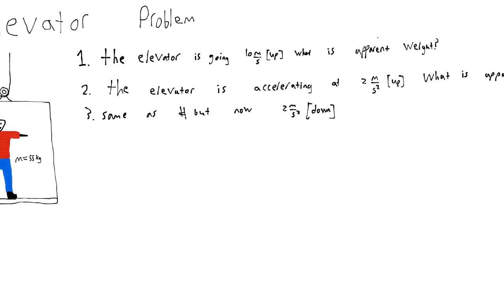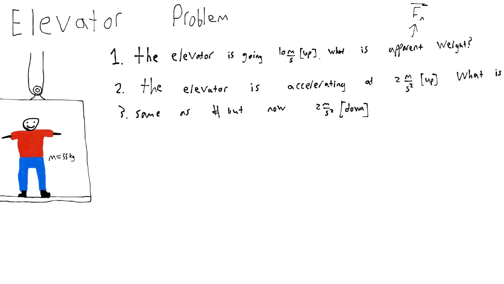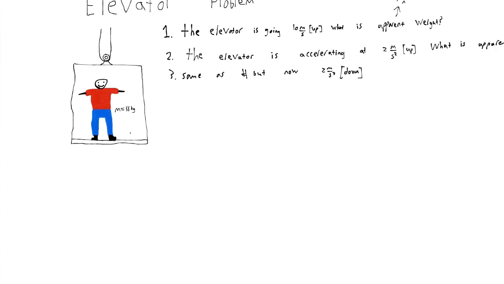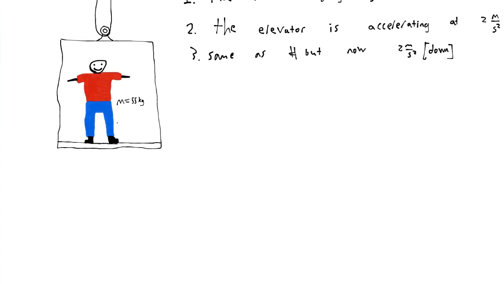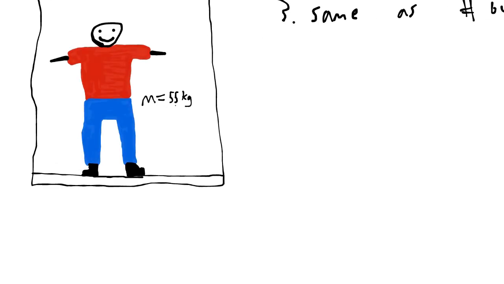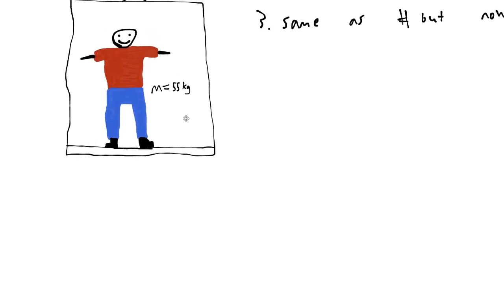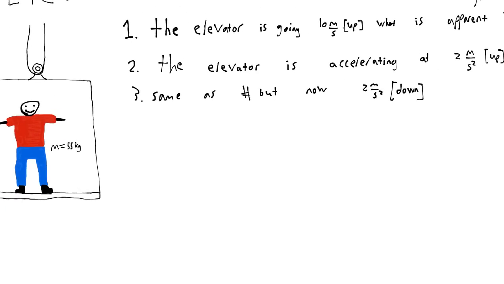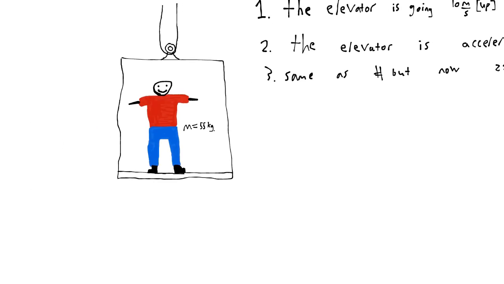If you don't know what apparent weight means, that is like the force of normal. It kind of just means, if there was a scale underneath you, what would the scale read? So we have this person right here on the elevator, 55 kilograms, and we're trying to find the apparent weight, which is the force of normal. The elevator is going 10 meters a second up.